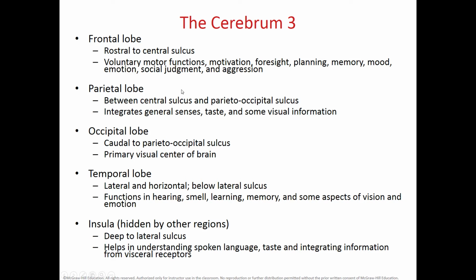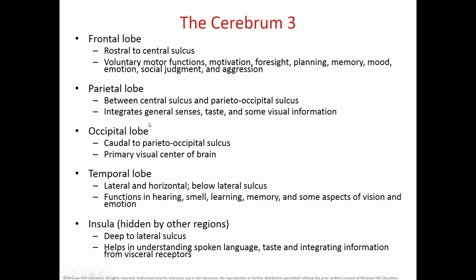Functions of the frontal lobe: control voluntary movements, so it has voluntary motor functions. It also motivates us. It's in charge of planning and foreseeing, so what will be the consequences. It helps us also to store some memory, and controls emotions, mood, social judgment, and aggression.